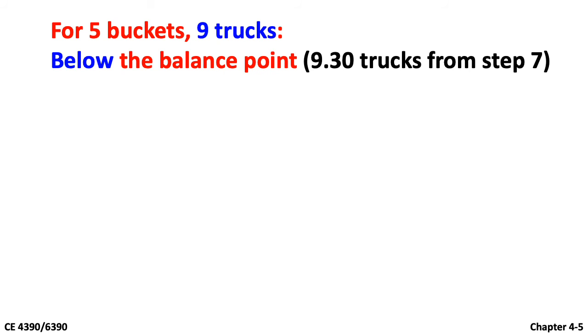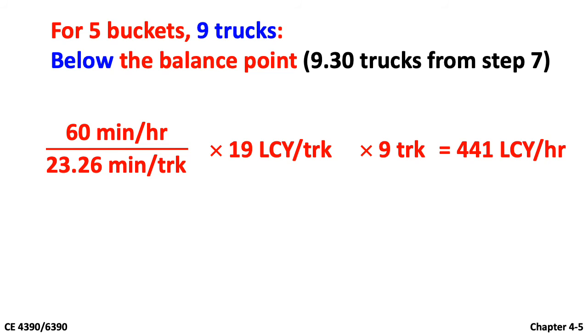So if you choose 9 trucks, it is below the balance point. Applying the equation when the number of trucks is below the balance point, you get 60 minutes divided by the total cycle time of the truck, 23.26 minutes, and then times the total load volume, which is 19 loose cubic yards per truck, and then finally times 9 trucks, you get the production of 441 loose cubic yards per hour.